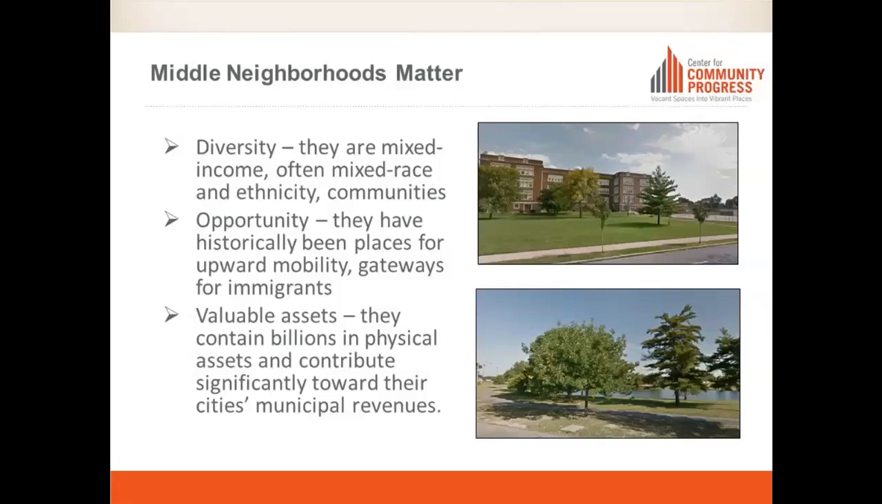And then they are major assets. As I indicated, they still contain relatively high levels of home ownership, stable housing, tax paying, as well as physical assets such as parks, schools, and other public facilities that add value to the city as a whole. So for all of these reasons, there is a compelling argument that whether it's local governments, nonprofits, institutions, and so forth, should be focusing attention on these neighborhoods.